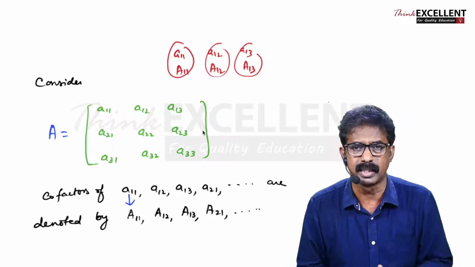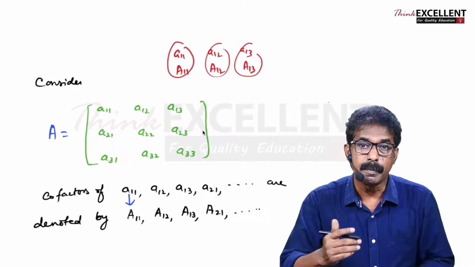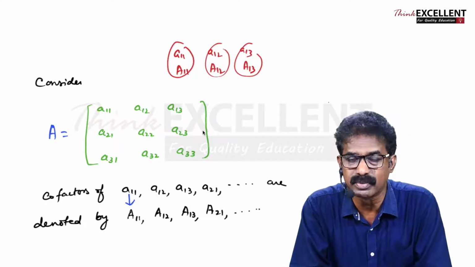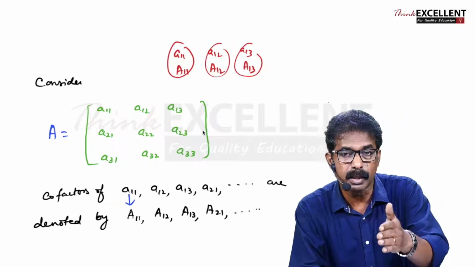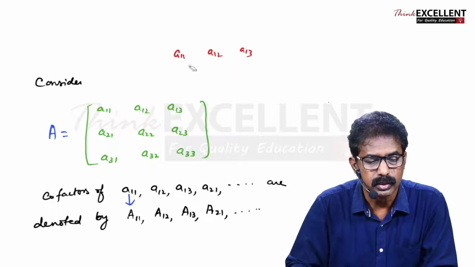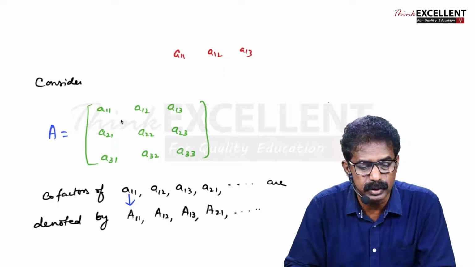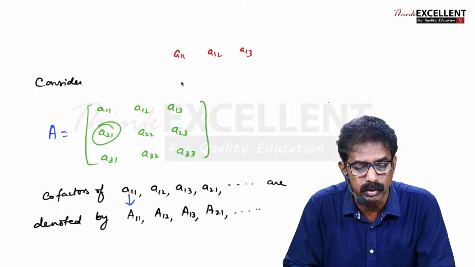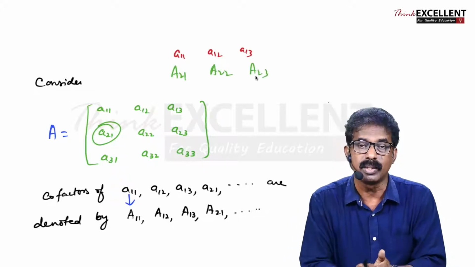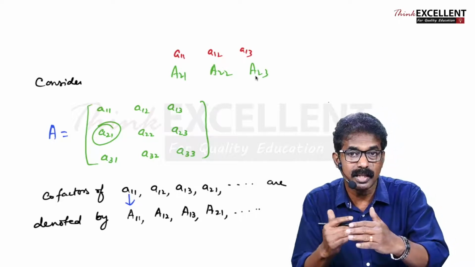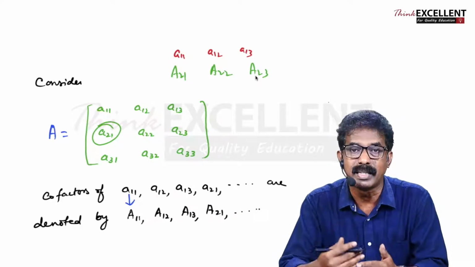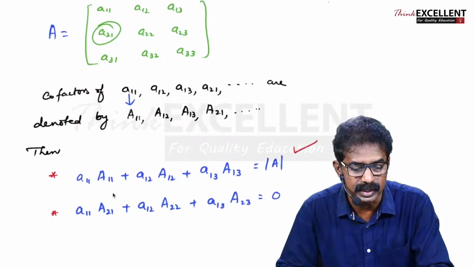So what you need to understand here: one row's elements, multiplied by their own cofactors and added, your answer is the value of the determinant. But now, for the first row elements, you take some other row's cofactors. For example, you take the second row's cofactors, A21, A22, A23. You are taking the first row, you are not taking its cofactors, you are taking the cofactors of the second row or even the third row. Multiply and add, then your answer will be 0. That is the second result.